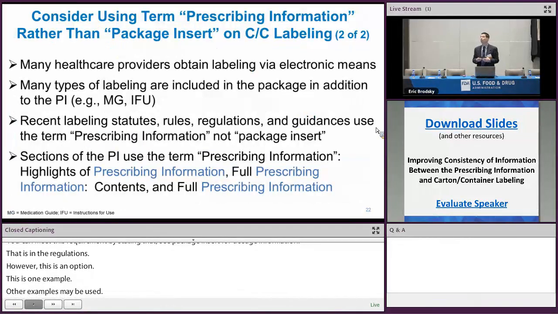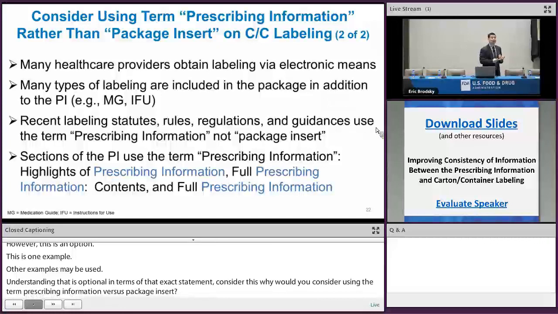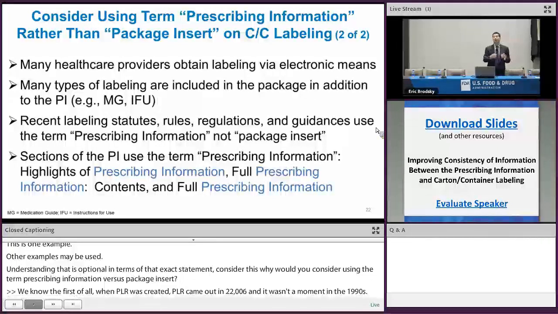So why would you consider using the term prescribing information versus package insert? Well, we know, first of all, when PLR, the Physician Labeling Rule, came out in 2006, it was in development in the 1990s. Look at that time compared to now.